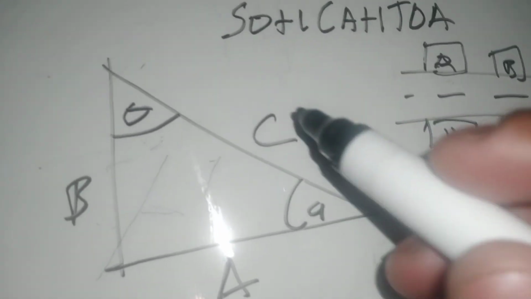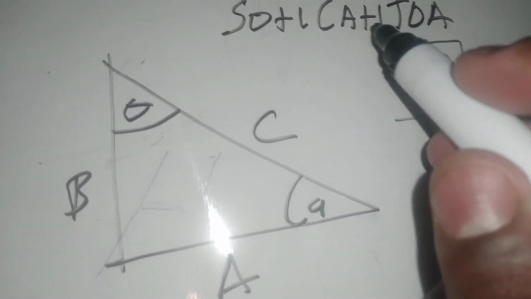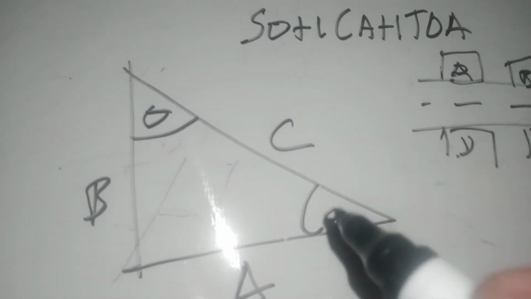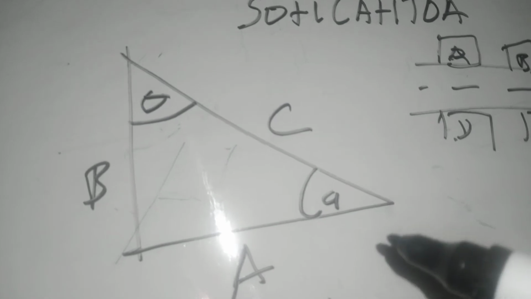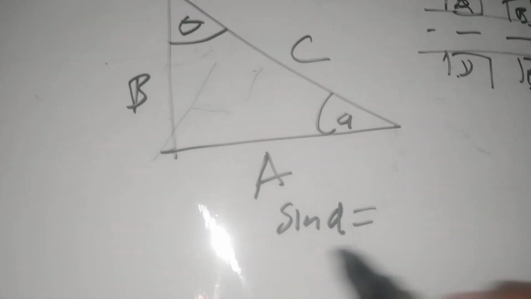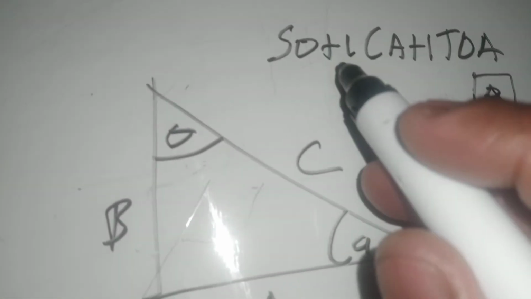So what do we use this for? Sine is opposite over hypotenuse, cos is adjacent over hypotenuse, tan is opposite over adjacent. This you must know by heart. You don't have to always write it when you're doing an exercise. So sine is opposite over hypotenuse.